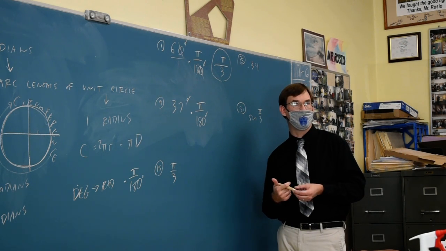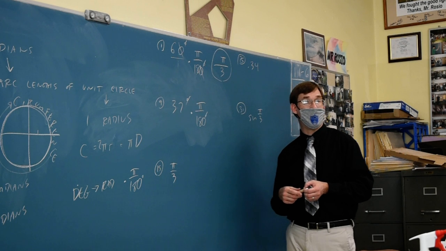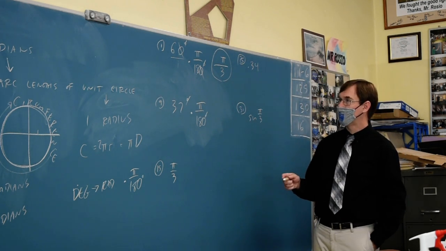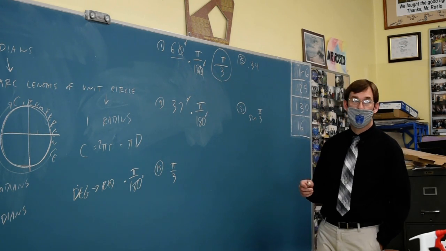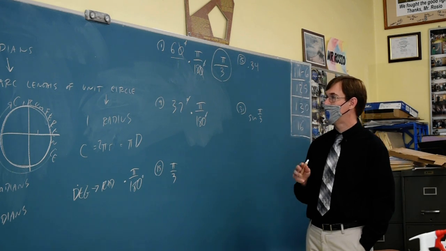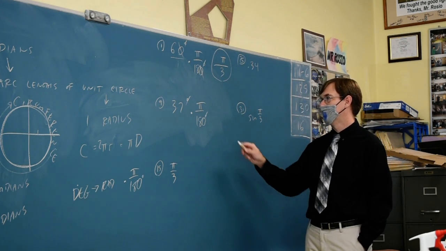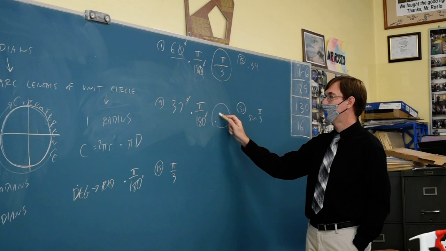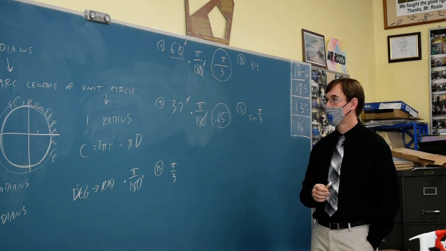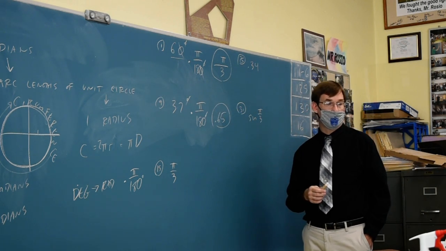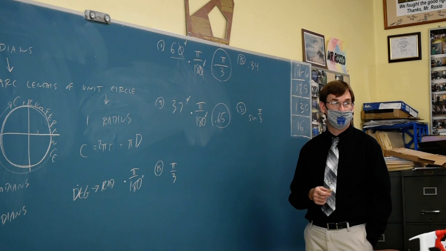I don't know exactly where the key is, but it's with the power key. So take 37 times the pi button and divide by 180. Punch it, 0.65. 0.65, I'll take your word for it. Question about that?